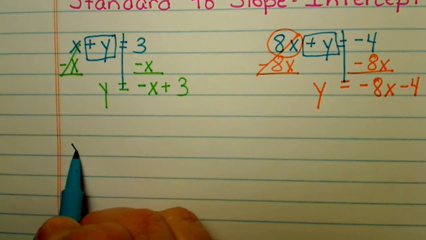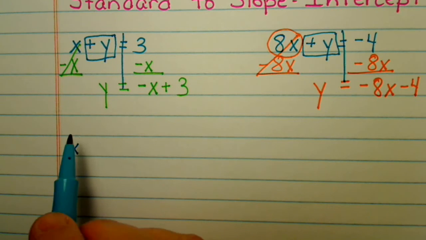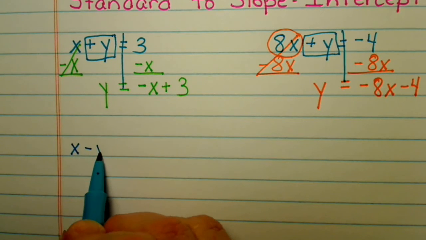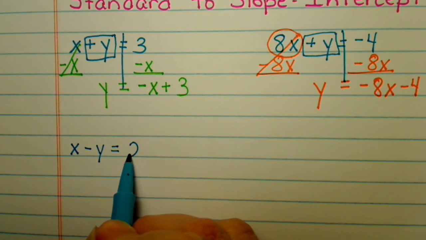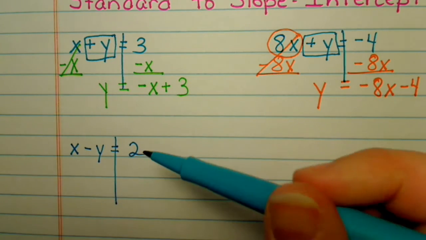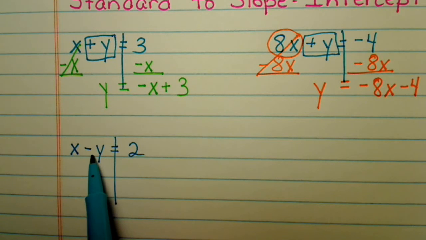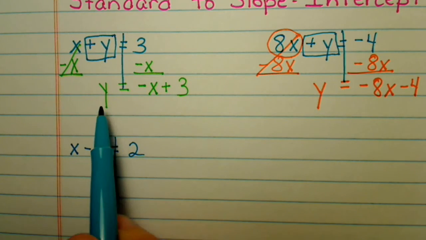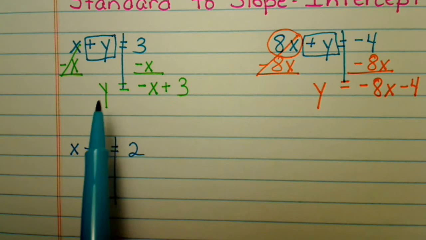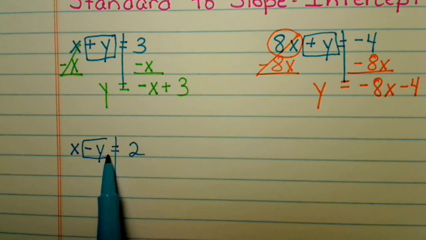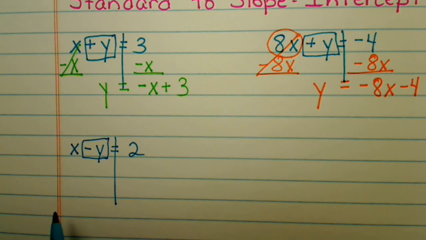Here is x minus y, sorry about that, equals 2. All right, once again, I want to get this y all by itself. But I do notice something. It is a minus y. Both of these were a positive y. So I'm going to have to add another step. But first, we're still going to do the same thing at first. We're going to move the x. That's what you want to do first.